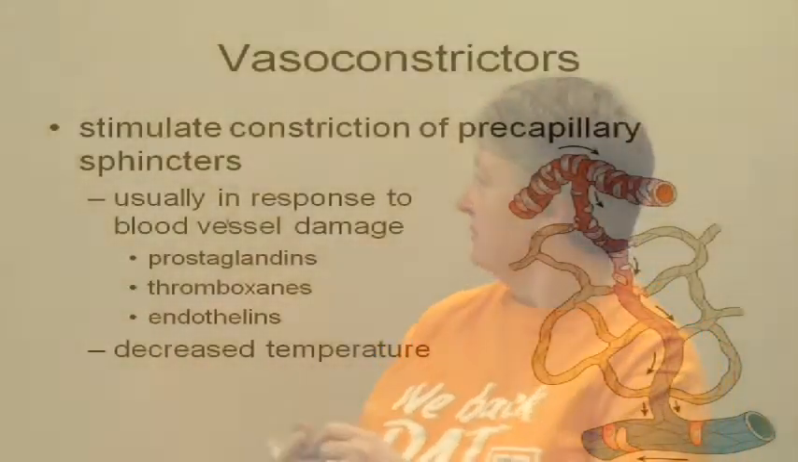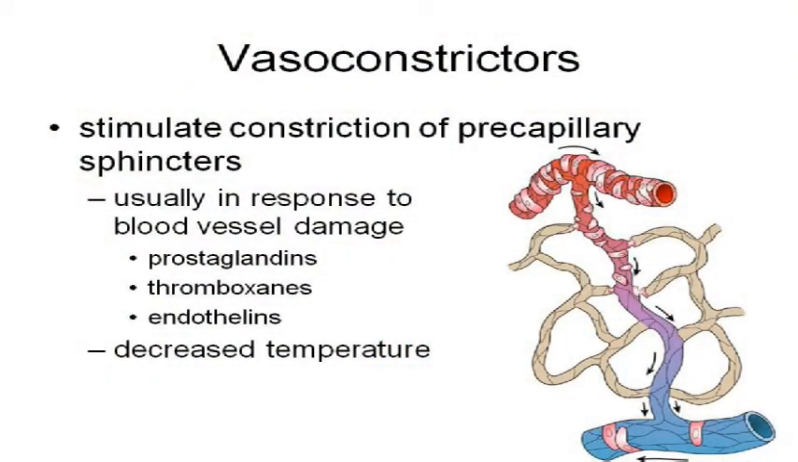And so all of that is going on locally at every little capillary bed, regardless of what your systemic blood pressure is. Now, vasoconstrictors, most commonly, if you cut a blood vessel, one of the first things that happens is those smooth muscles tend to contract to limit blood flow. When we get to blood and clotting, we'll talk a little bit more about that. But when you damage a blood vessel, a lot of these chemicals, prostaglandins, thromboxanes, endothelins, are released from the damaged blood vessel wall. And so they stimulate smooth muscle constriction.